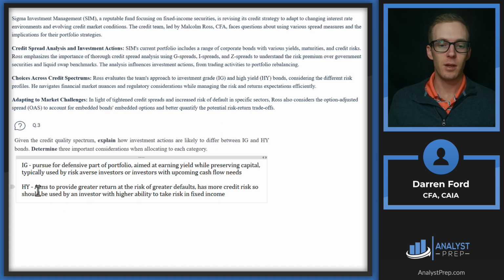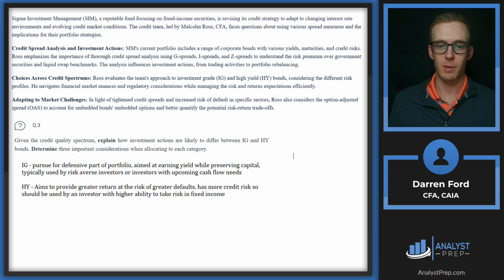And then for high yield, we're looking to have a greater return, but at the risk of greater defaults. It has more credit risk, so it should be used by an investor with a higher ability to take risk in fixed income. So somebody that maybe isn't counting on any upcoming cash flow needs or is less concerned with preserving capital. So that is the explain portion.